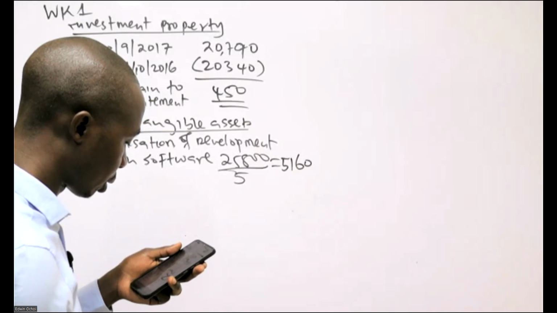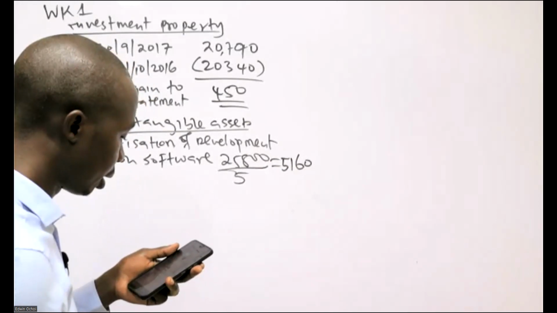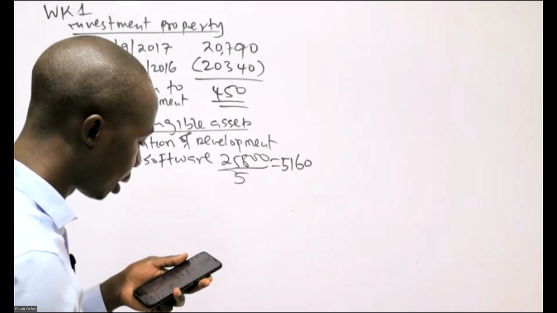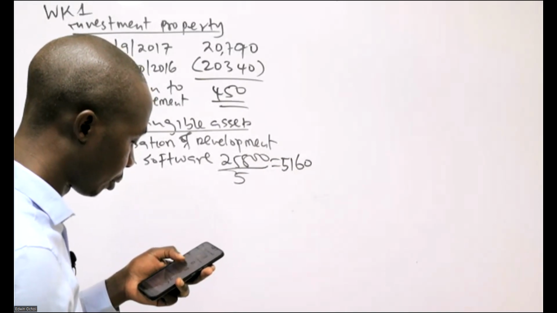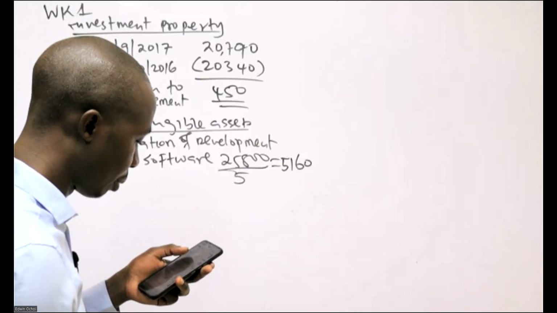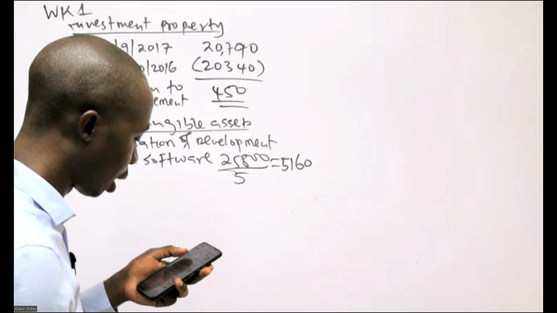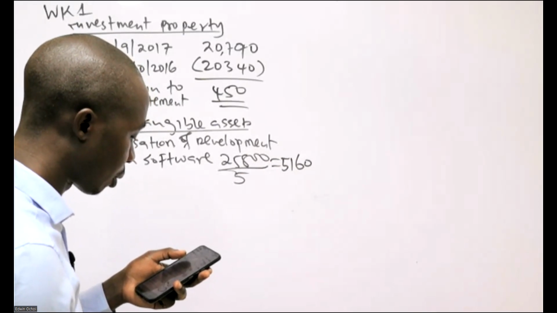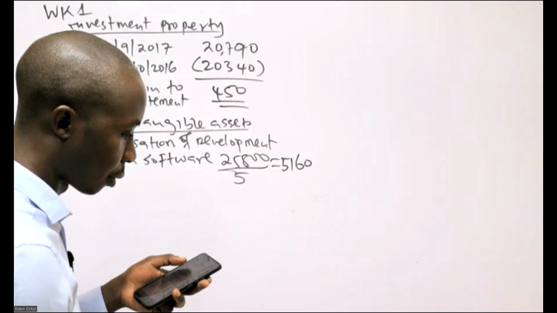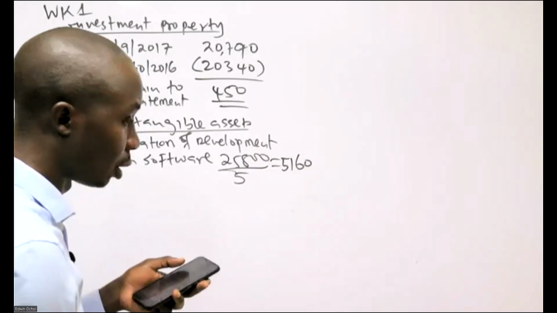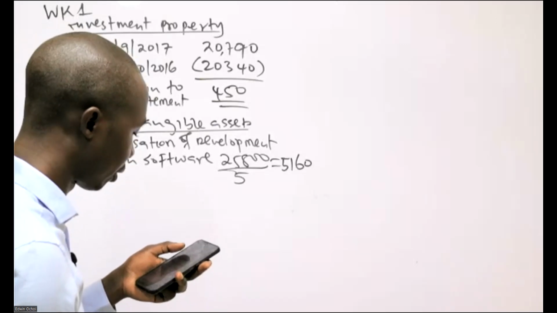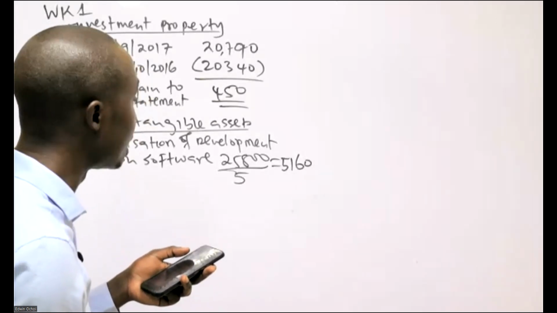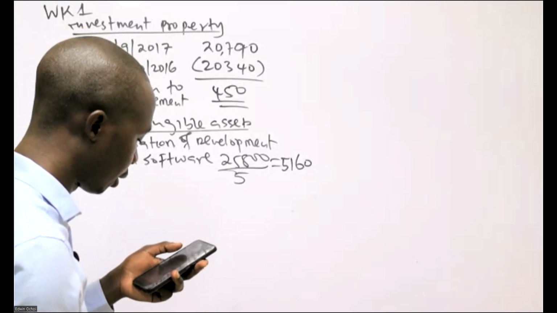Then there's research cost. But in that additional information, there's a second dot where they say that the patent was acquired on 1st November 2014. It was determined that the patent had an indefinite useful life when it was acquired. So it's not specified how long it will exist. We don't have the remaining useful life. That is why they say that it has an indefinite useful life.